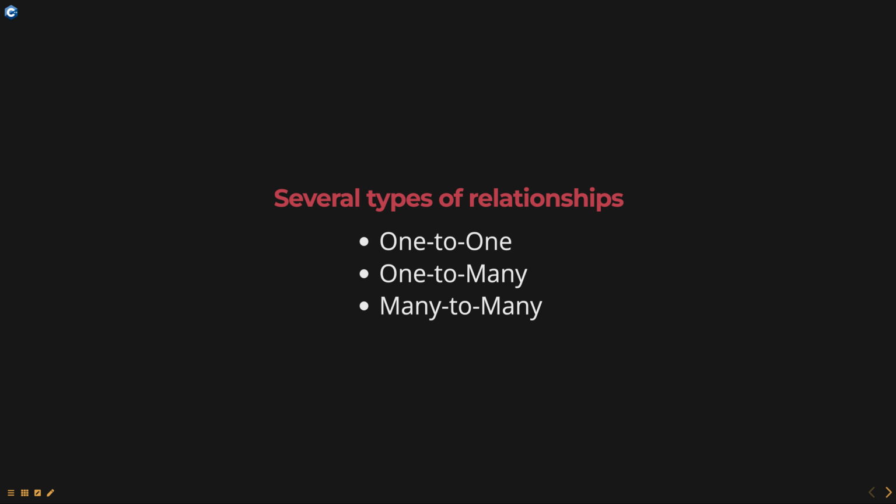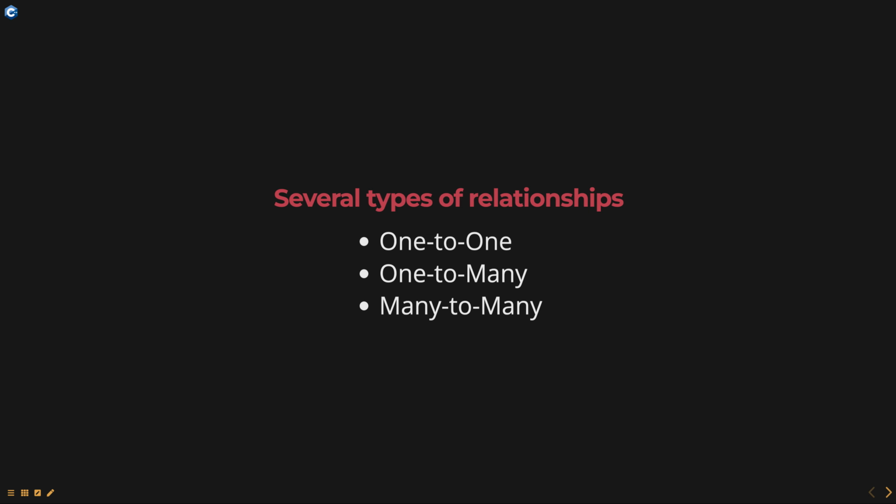One-to-many. A one-to-many relationship exists between two data elements where one element is related to multiple other elements. For example, a person can have many email addresses.